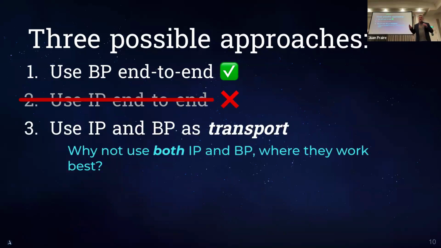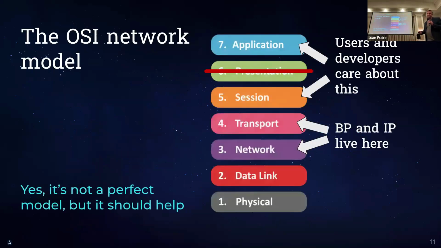Okay? So number three, let's use IP and BP as transport. Why not use both IP and BP where they work best? So, quick digression into the OSI network stack. I'm sure you all know all about this. And first off, I've put a red line through the presentation there because nobody knows what it is. And it's not a perfect model.